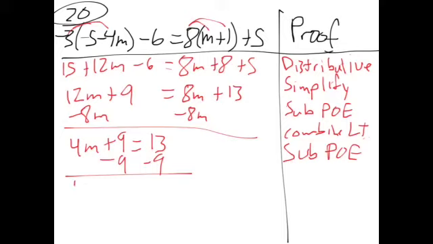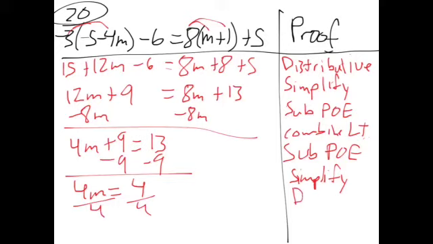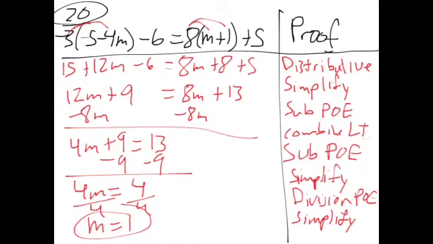And simplifying will get me my next line. 13 minus 9 is 4. Dividing by 4 on both sides can be done because of the division property of equality. And simplifying will give me my last line there. m equals 1. And now we're finally done.